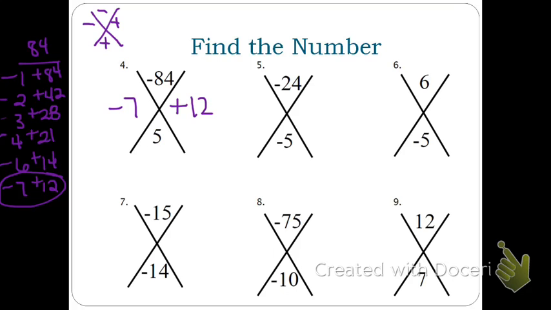Problem number 4, we had a negative 84, so that was a negative over a positive. That means we need opposite signs. So our bigger number needed to be positive. 84 has lots of factors. I did use a calculator just to speed this up, and feel free to use calculators on these to find all your factors. And the only one that added up to 5 was a negative 7 plus 12.